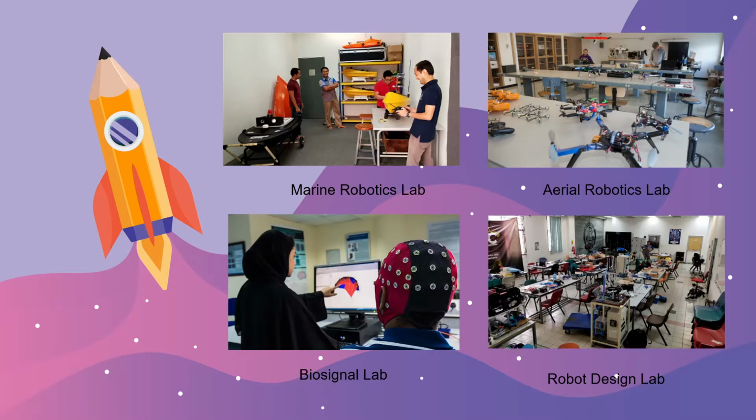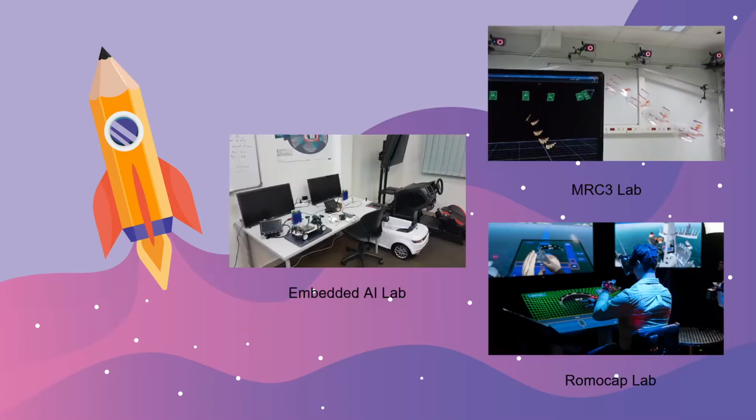Then we have the aerial robotic labs, of course related to the drone. Next is the biosignal lab, where we take the signal of the brain to control the robot. Other than that, the robot design lab, where we used to gather around and finish our robot for the competition before. Then we go to the MRC3 lab, where this camera can take the motion of whatever happened in the middle and then can reverse the movement of the component.